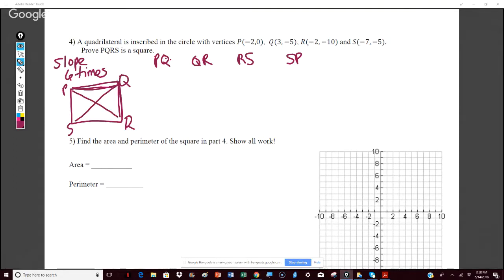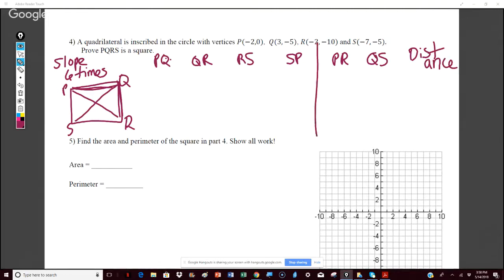We also need to know that the diagonals are perpendicular. So we would also need to know PR, and we need to know QS. And that would be enough. So that's all we have to do. In theory, you would also want to make sure that the diagonals bisect each other. But really, we can just skip that. So pretty much we're just doing slope 6 times and comparing.